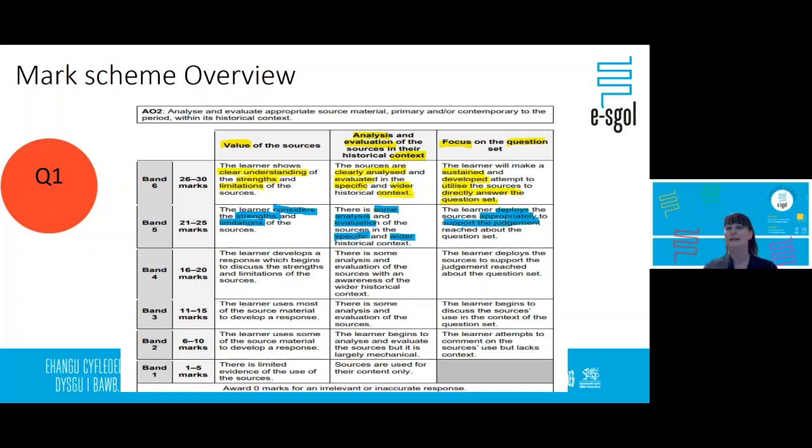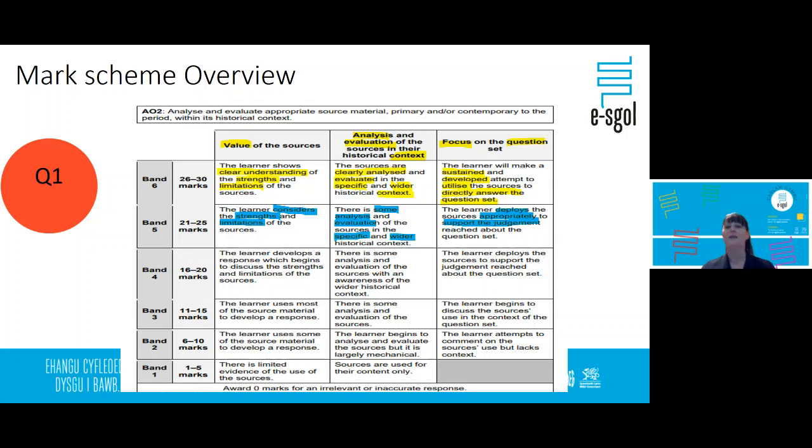With the middle band, the analysis and evaluation of the sources in their context. For band 5, there is some analysis and evaluation of the sources in the specific and wider historical context. So what they want you to do is to place that source into what's going on directly at the time, but also the bigger picture, the wider context of what is happening. For band 6, the sources are clearly analysed and evaluated in a specific and wider historical context. So that clarity is back in that to get into the top band 6.